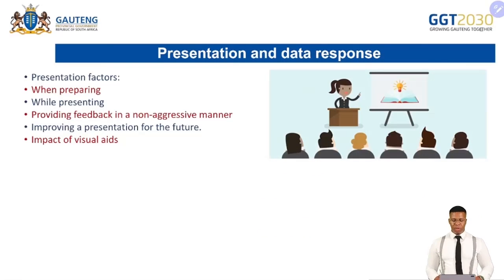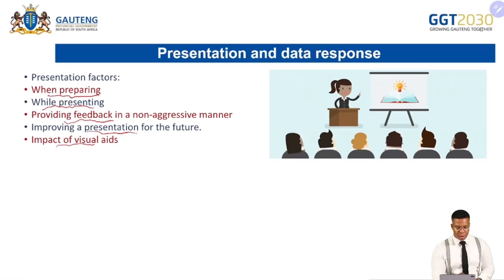What is key to note there? Well, talking about presenting information to the audience. What should you consider? Factors. You need to consider factors when preparing for a presentation, factors while presenting. And then you should also provide feedback in a non-aggressive manner and improve a presentation for the future, together with now the impact of visual aids.